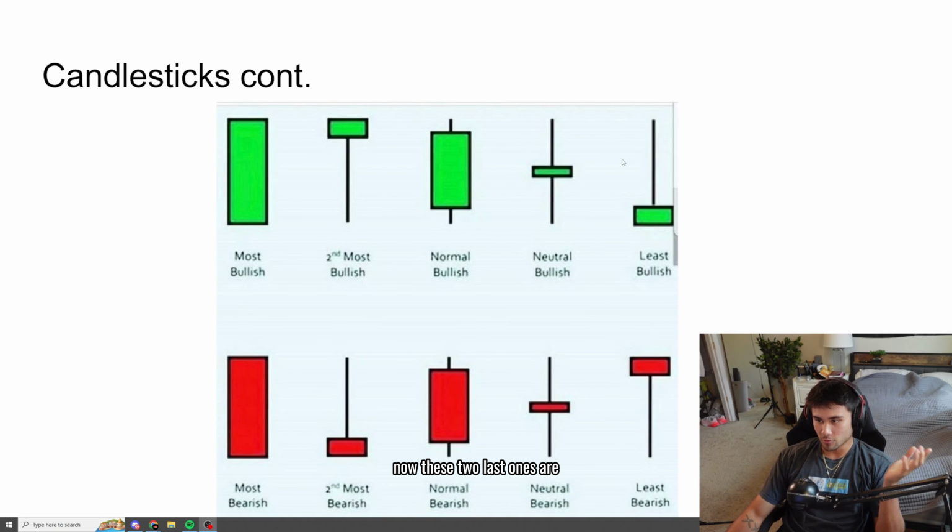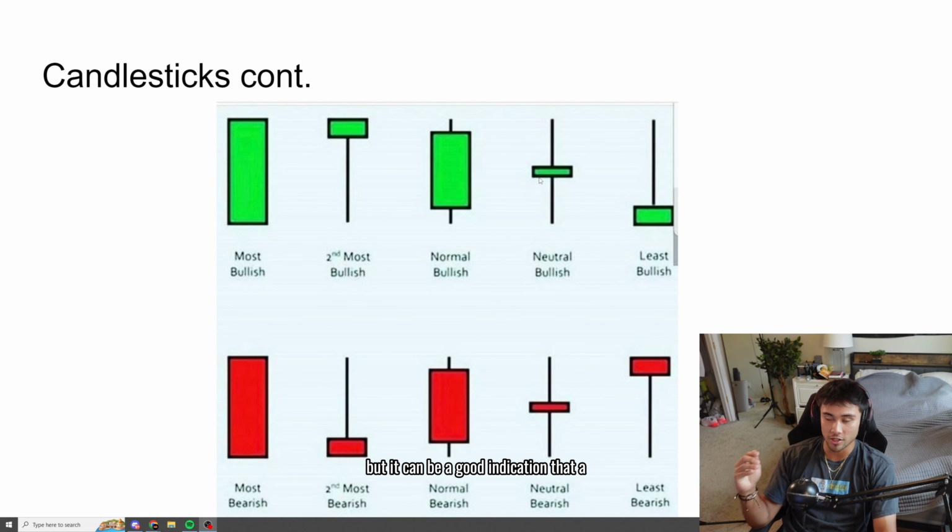Now, these two last ones are where it gets fun, because you can see right here that we have a small body but very big wicks on the top and the bottom, and we made this body about right in the middle of the candle. Buyers and sellers are essentially fighting. Usually when you see one of these, it is a sign, not 100% of the time, obviously, but it can be a good indication that a pop is about to happen in either direction. As you can see right here, it even says neutral. This just means both sides are clashing with each other.